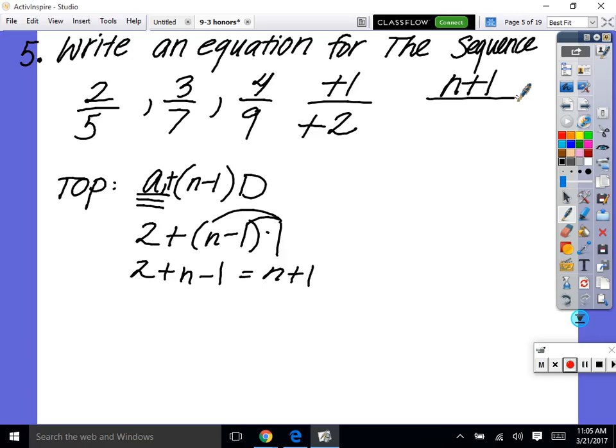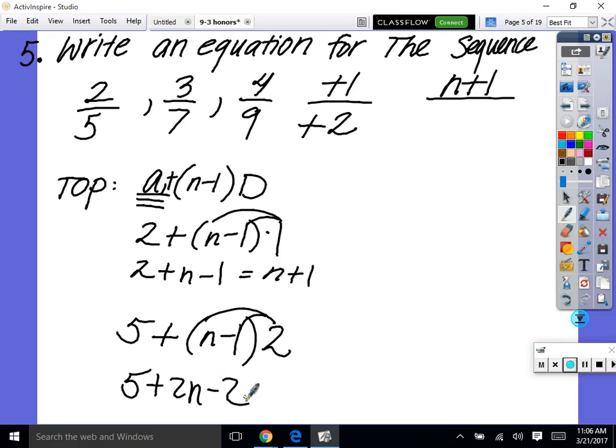Okay, on bottom, we would start with 5. So 5, and then plus n minus 1 times our common difference, which is 2. So now distribute that through, ding, ding. So 5 plus 2n minus 2, combine like terms. 2n plus 3. So on bottom we would have 2n plus 3. So that would be our answer, yeah.